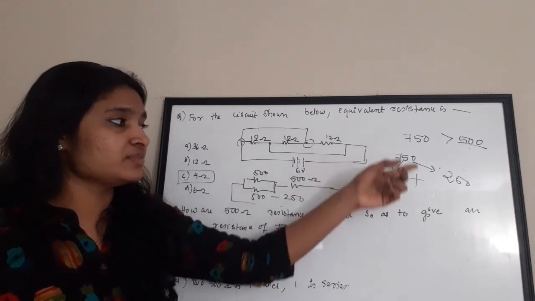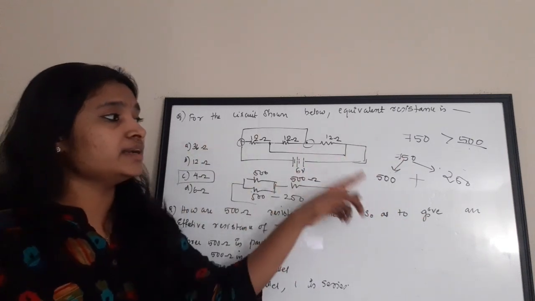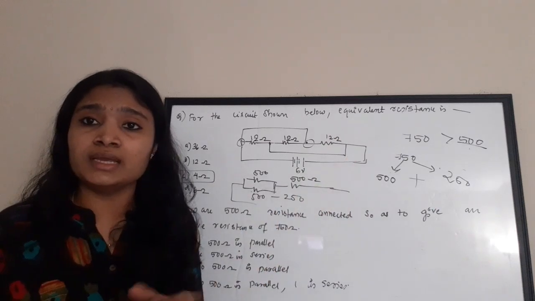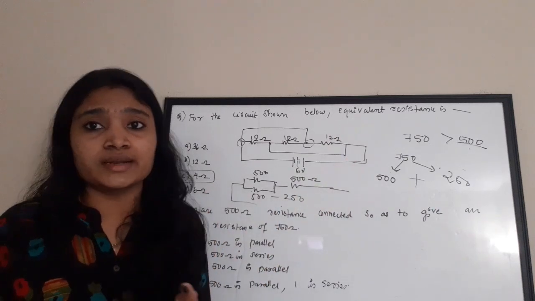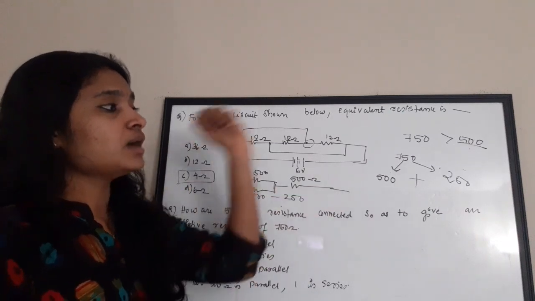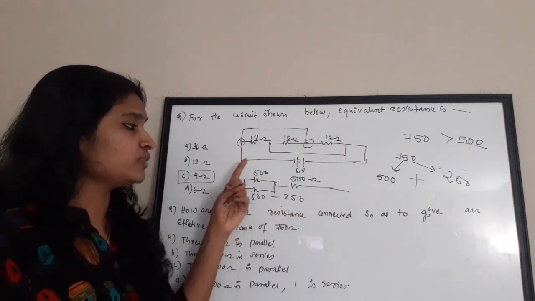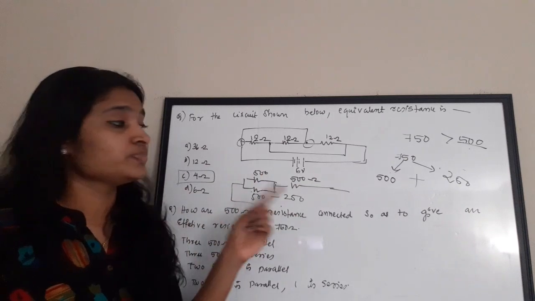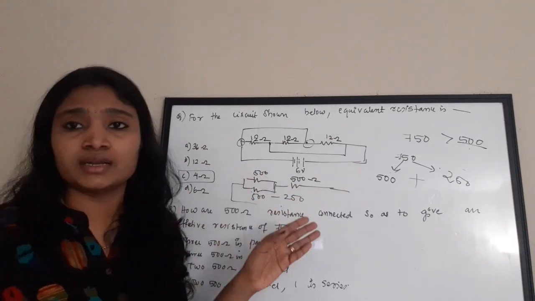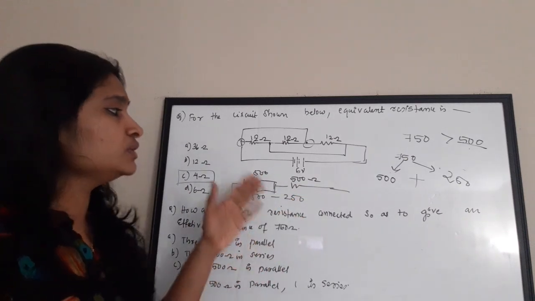So here it is 750. I am dividing it as 500 plus 250. The 250 is formed by two 500 ohm resistors connected in parallel. So you will get a parallel combination of two 500 ohm resistors plus a series connection, giving you 500 plus 250. So this is how you will have to solve it.